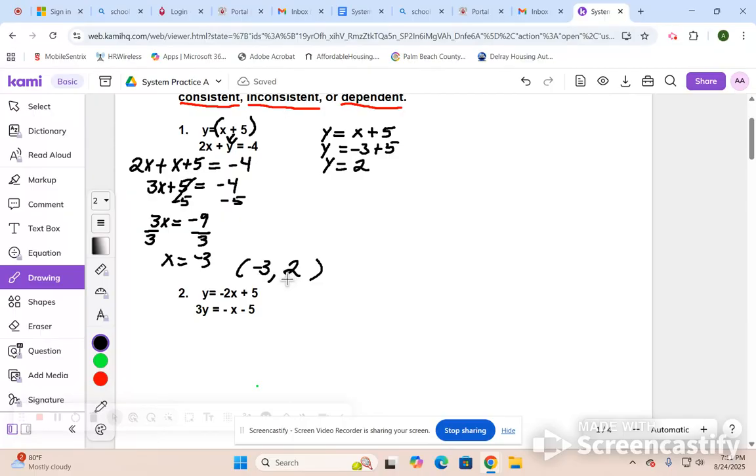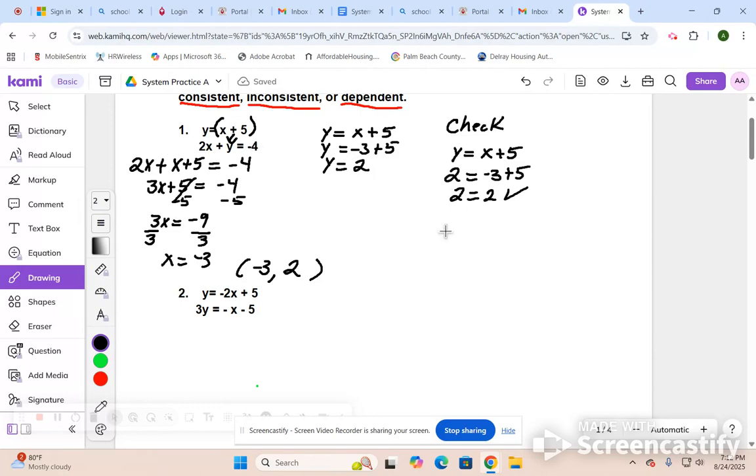Now let's check. Especially if you're taking a test, you want to be sure that you gave the right answer. So let's check if that is correct. So I'm going to copy the top equation. And then I'm going to replace x with negative 3 and y with 2. 2 equals negative 3 plus 5. Do you see that 2 equals 2? So it does work, but it has to work in both equations.